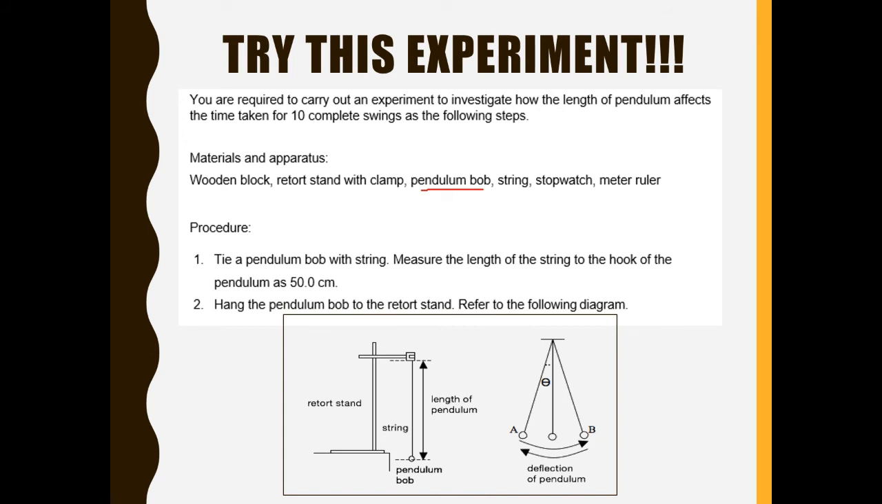If you don't have the retort stand with clamp, you can use others as long as you can tie your string. For the stopwatch, you can use your smartphone, and for the meter rule, use anything as long as you can measure the length of the string. So follow the procedure step by step.